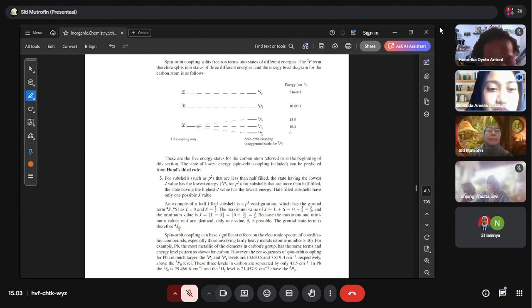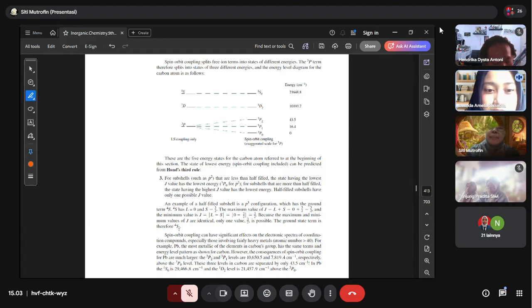Okay. For subshells such as P subscript 2 that are less than half filled, the state having the lowest G value has the lowest energy. Subscript 3p0 for P subscript 2. For subshells that are more than half filled, the state having the highest G value has the lowest energy. Half filled subshells have only one possible G value. Do you understand the third law?